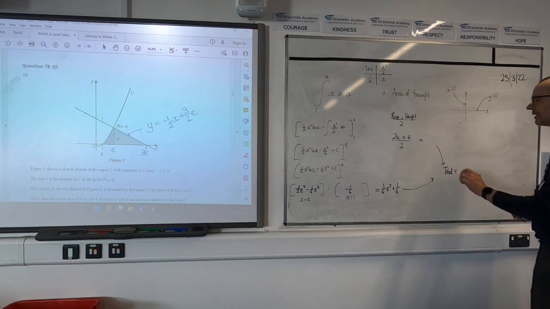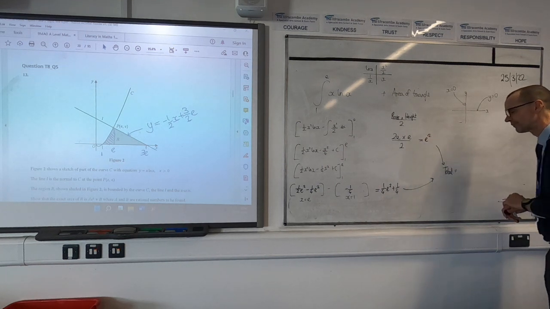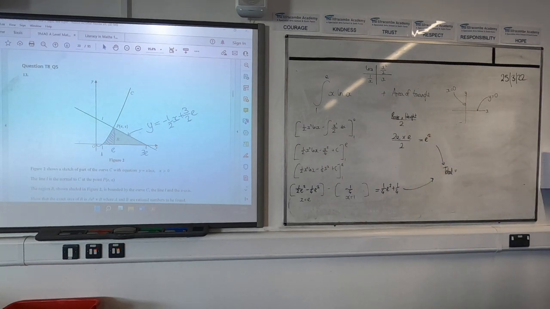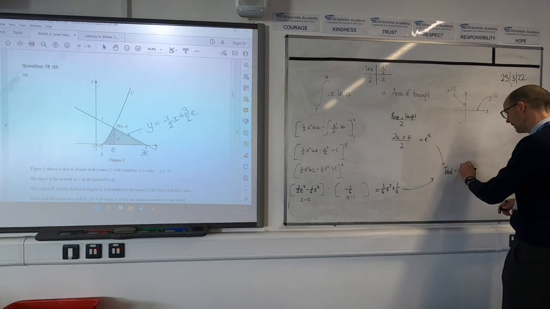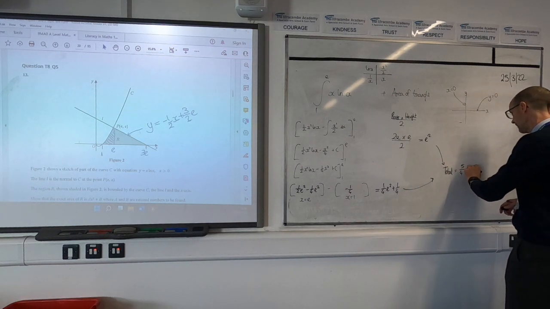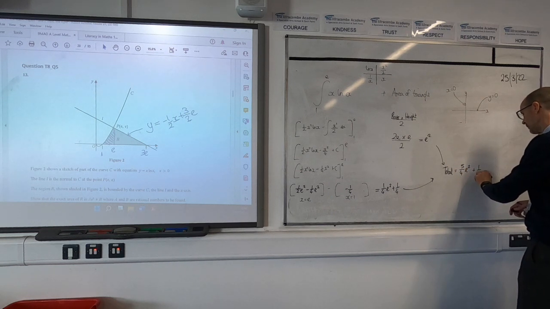Over here, I get e squared. So if I add together my two answers, a quarter of e squared plus a whole e squared is 1 and 1/4 e squared, plus a quarter, final answer.